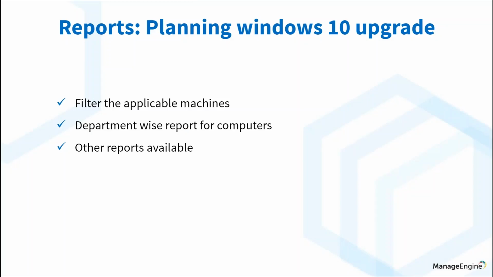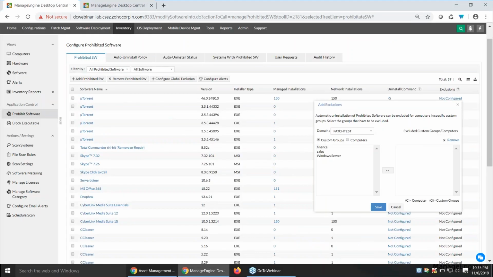So to plan the Windows 10 upgrade, the first thing John and team should do is identify the compatible machines. You should know the machine's operating system, whether it's Windows 7 or 8, the minimum disk space, and the RAM size. For that, you can get a report, which is available in Desktop Central. Let me go back to the console and show that to you guys.